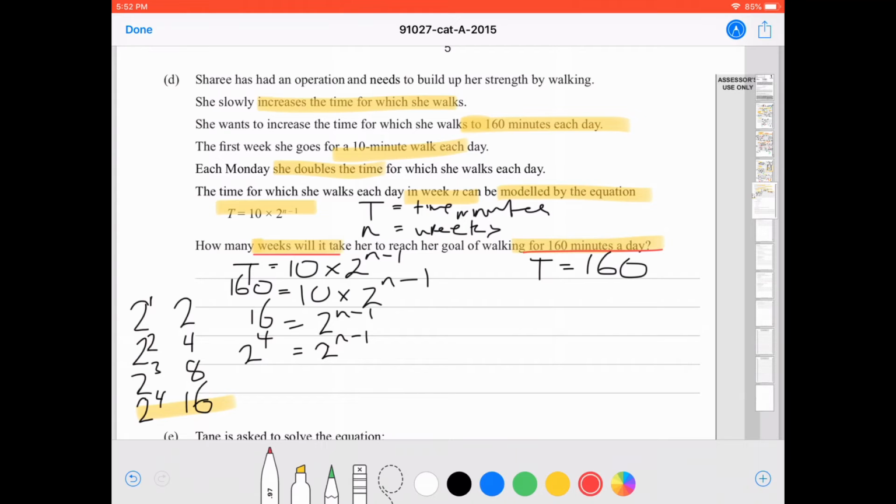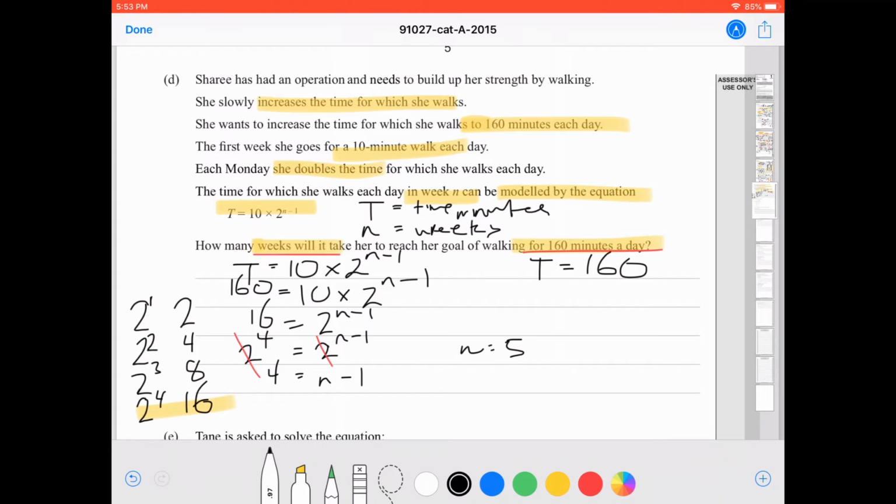Knowing our indices rules, if we've got terms that equal each other, they have the same base, we can cancel the base, and we can say the indices, or the powers that they're raised to, must also equal each other. So 4 equals n minus 1, solving for n equals 5 here. And with that, we've got our correct answer.